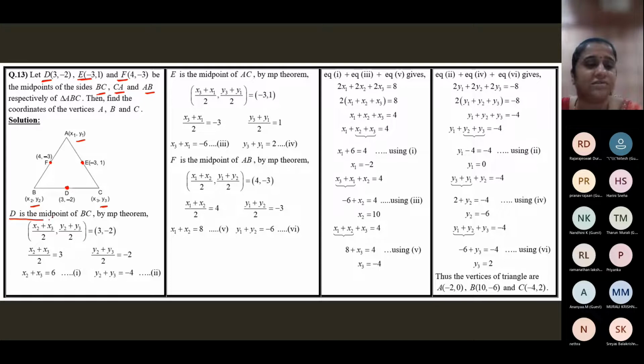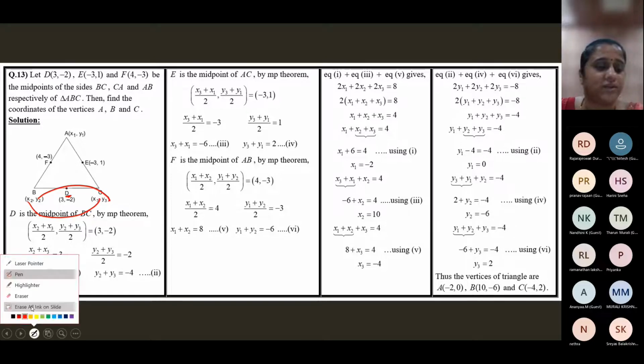You can see here, D is the midpoint of BC. So by the midpoint theorem, how do you find the coordinates of D? Listen carefully, the midpoint theorem is used to find the coordinates of the midpoint. So that is to find the coordinates of D. How will you find the coordinates of D? x2 plus x3 by 2, y2 plus y3 by 2.